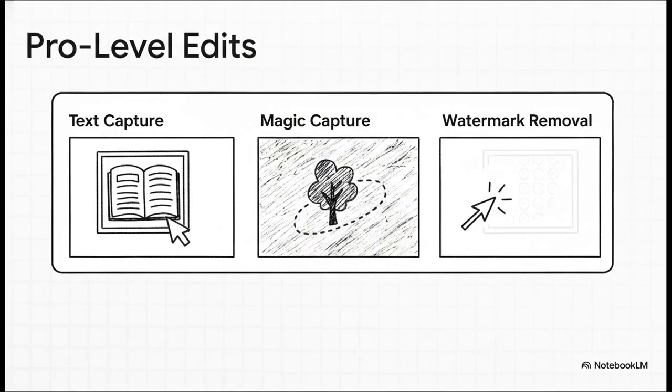And once you get that file into a tool like Canva, this is where the real magic happens. You see that text inside the image? With text capture, it's now an editable font. Want to move that little object over to the other side of the slide? Magic Capture lets you just grab it and move it. And those annoying watermarks? Gone in a second with Magic Eraser. You suddenly have complete creative control.